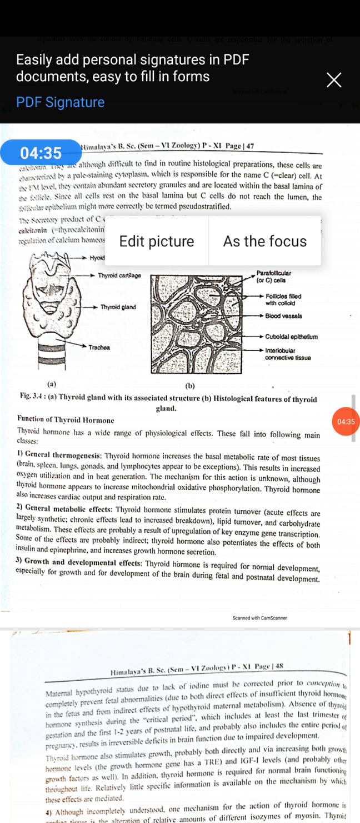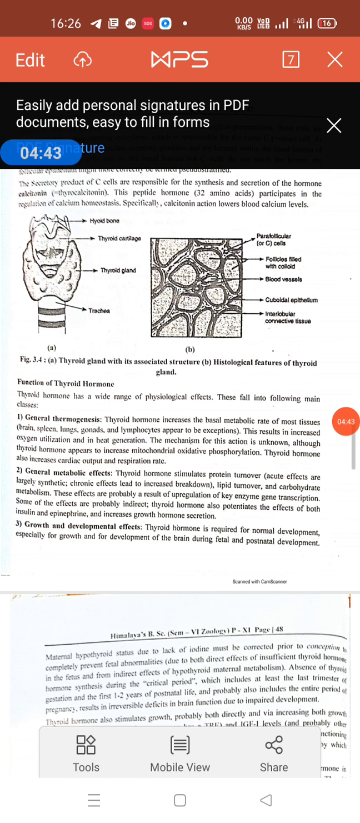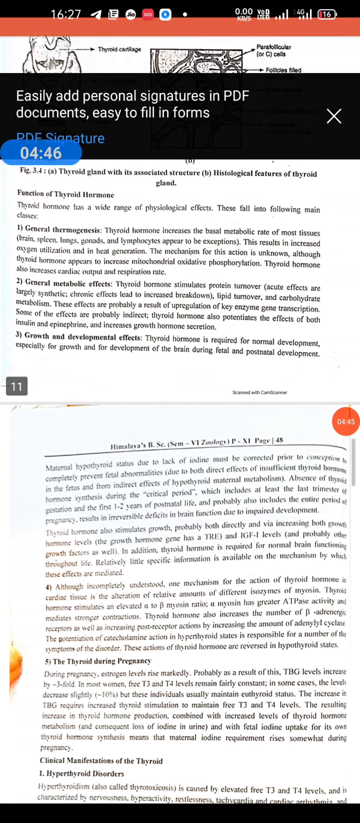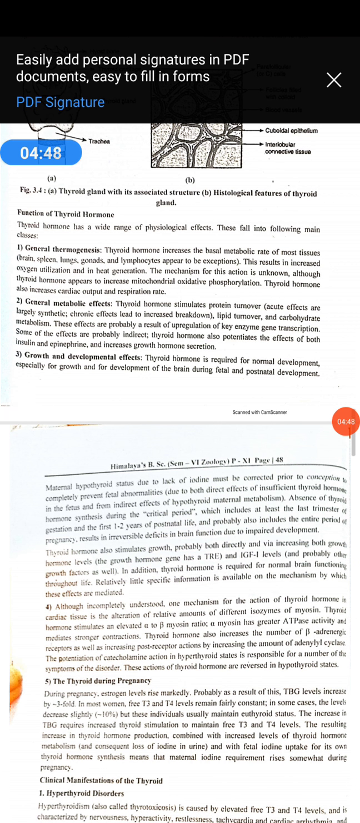Now the functions of the hormone thyroxine. The most important function of thyroxine is that it regulates the BMR, the basal metabolic rate of the body. It also regulates metabolism by stimulating protein synthesis and promotes the growth of body tissue. It also plays a very important role in thermoregulation, maintaining body temperature by increasing heat production in the tissue.